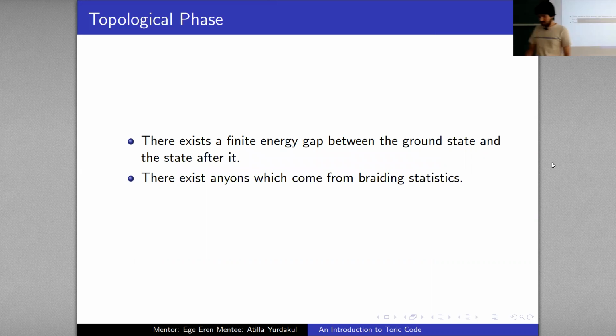We begin with defining the topological phase. We say that there is a topological phase if there is an energy gap between the ground state and the state after the ground state, like the first excited state. If there is a finite energy gap between those, we say that it is a topological phase. And we will show that by excitation, there exist anyons which act like both fermions and bosons at the same time.